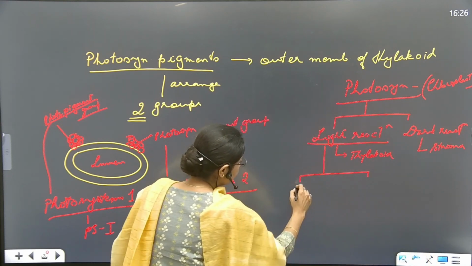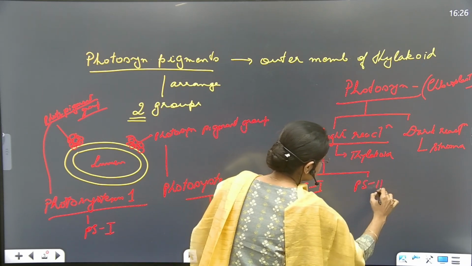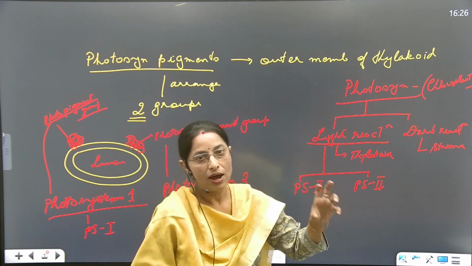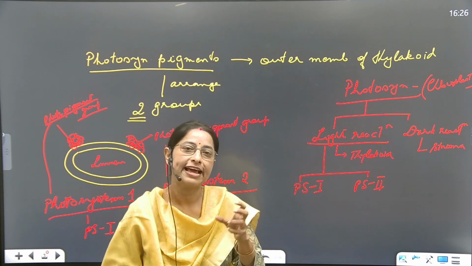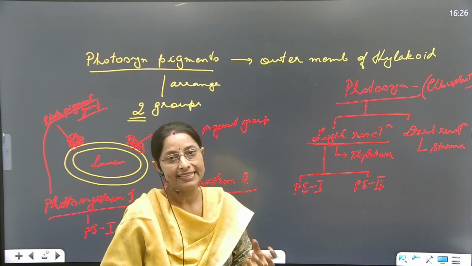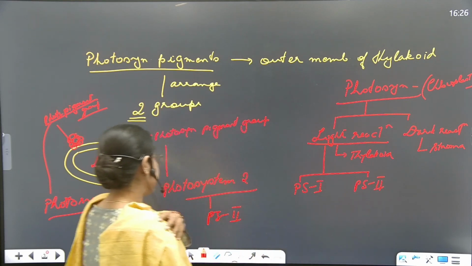In the light reaction, there are two pigment groups. We have photosystem 1 and photosystem 2. So what are PS1 and PS2? PS1 and PS2 are two groups of photosynthetic pigments. The work of these pigments is that they will take in the light and then start the process of photosynthesis. I think the concept is clear.